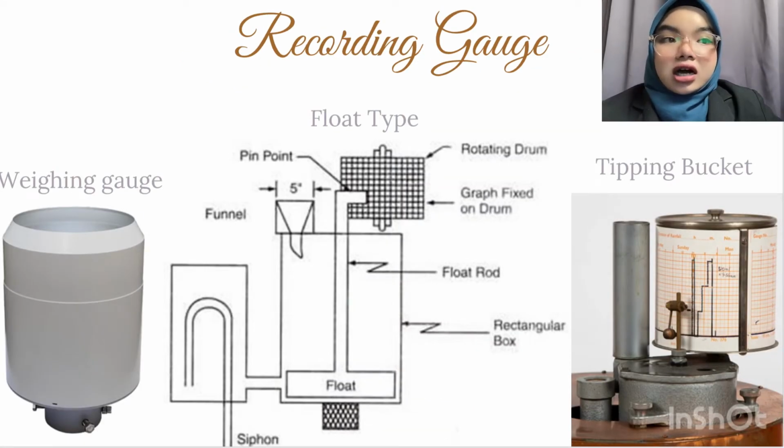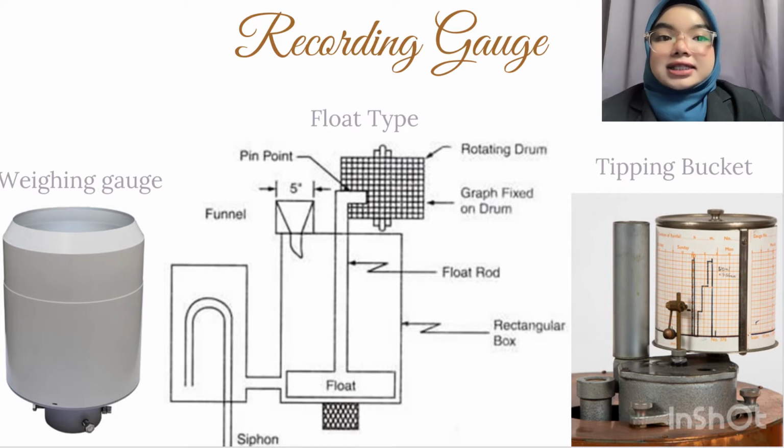Next is the recording gauge. A recording gauge is an instrument that automatically records the amount of precipitation collected as a function of time. A recording gauge does not require constant observations. The most common types, according to the principle of operation, is first, the weighing gauge. This type of precipitation gauge consists of a storage weighing bin to record the mass, in which the weight of water collected is measured as a function of time and converted to rainfall depth.